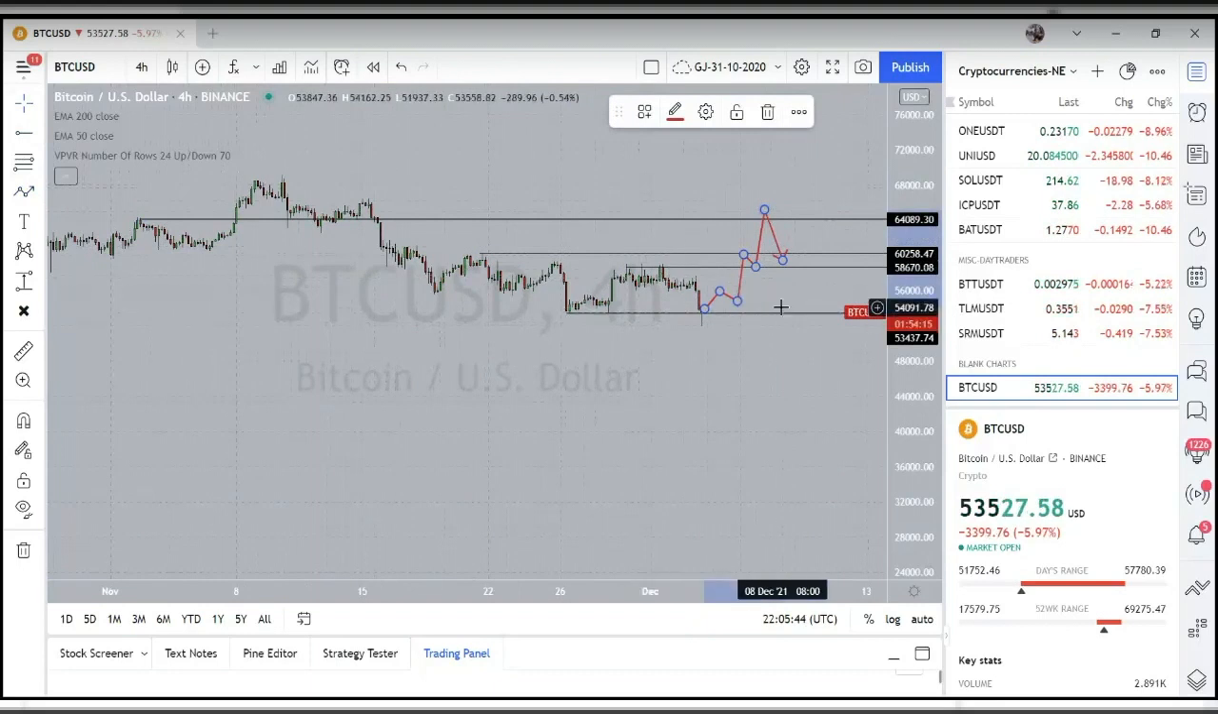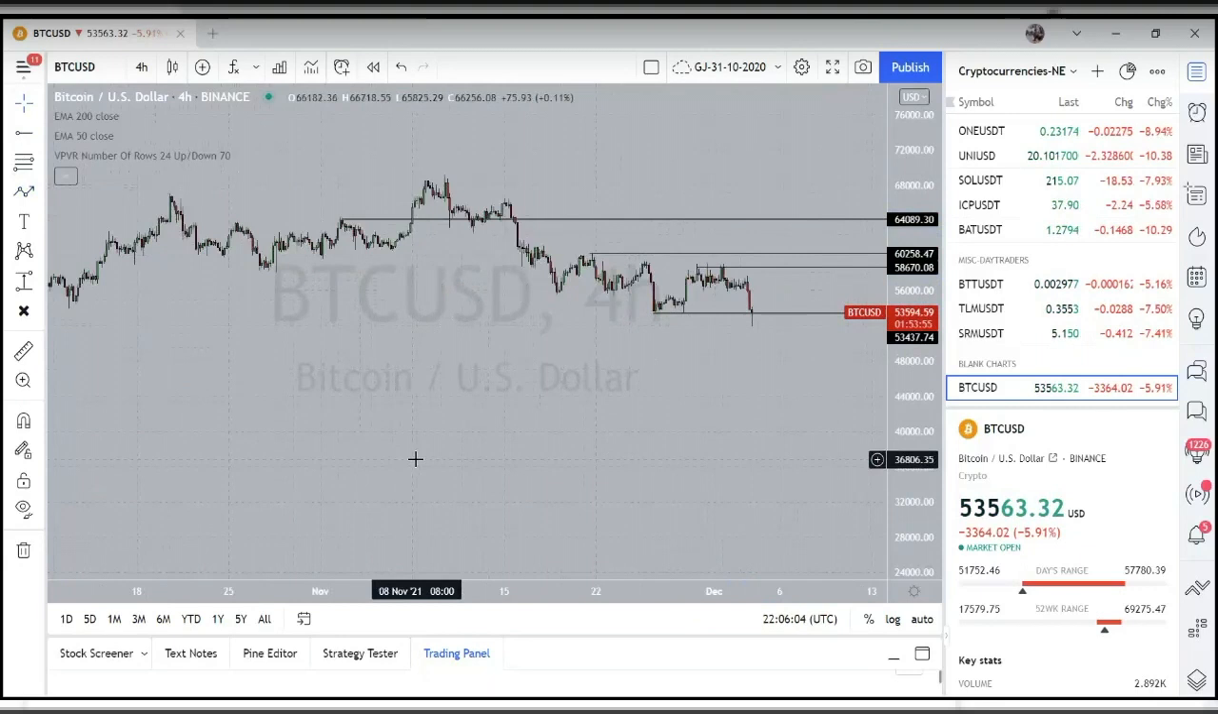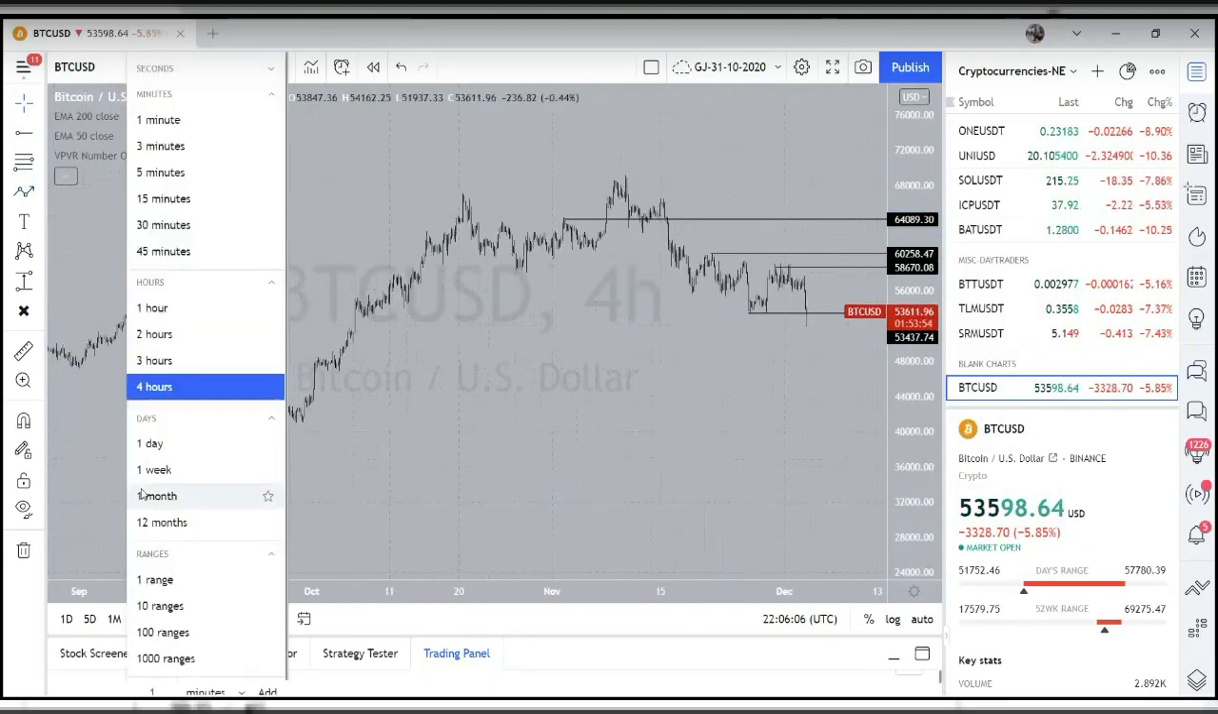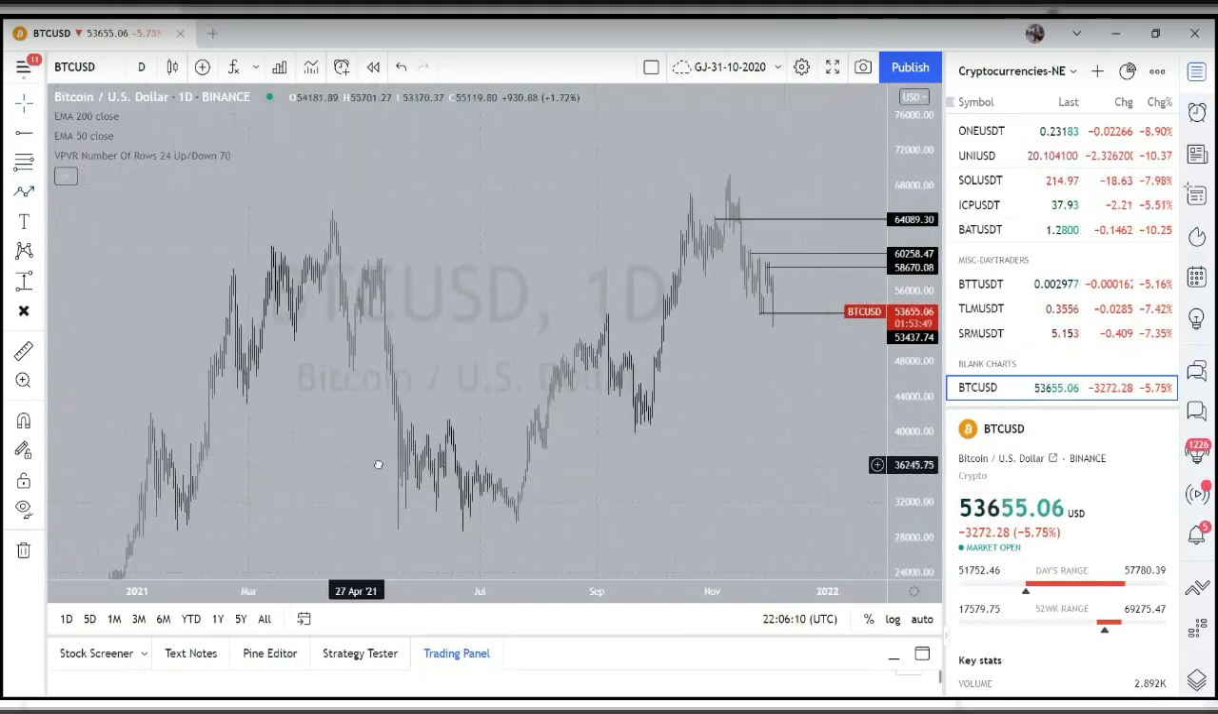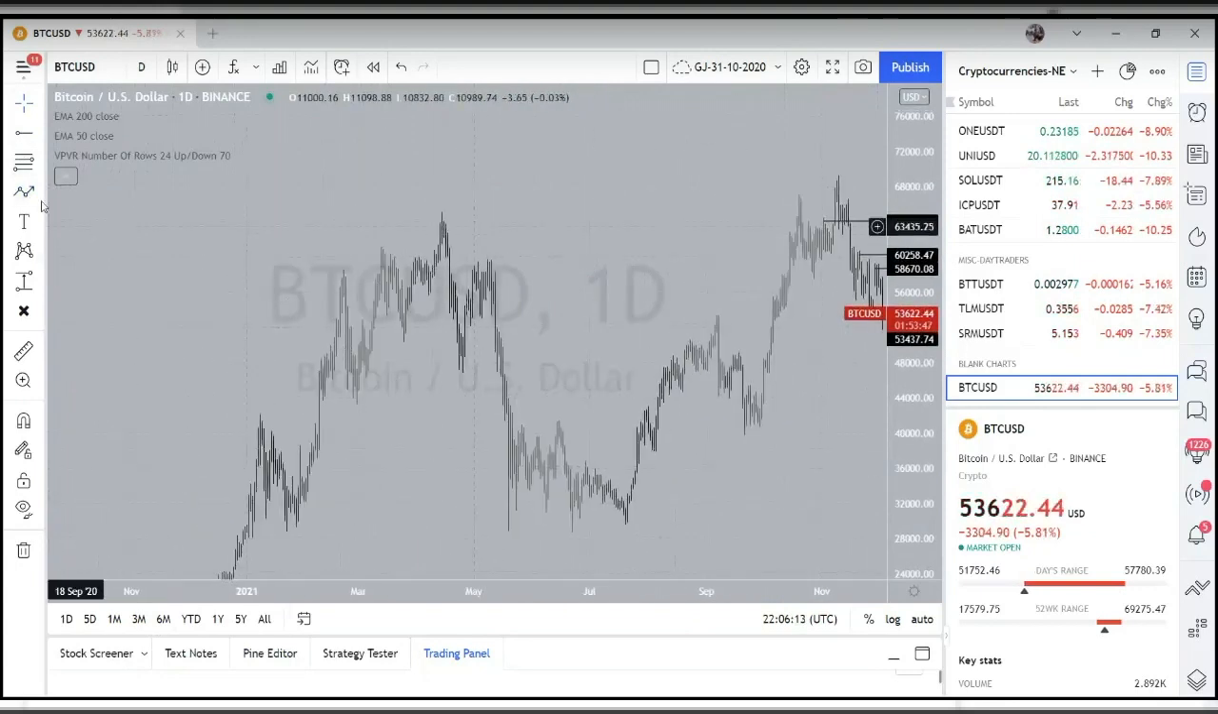This is what you're looking for. You're looking for a change of the bearish structure into a bullish structure, from lower highs and lower lows to higher lows and higher highs. Let's go back to March, May, and let's look at the big crash that we got.